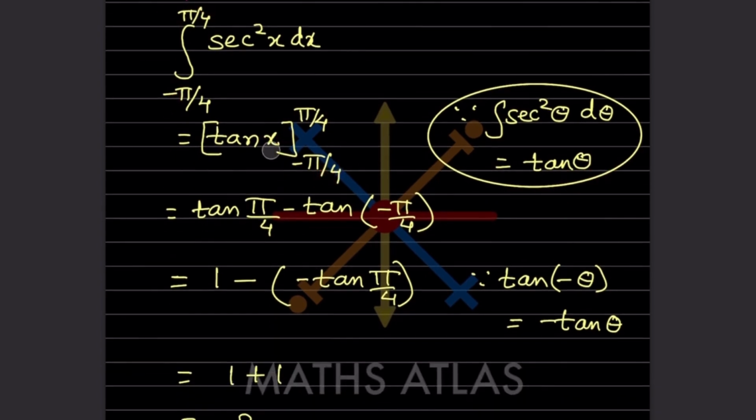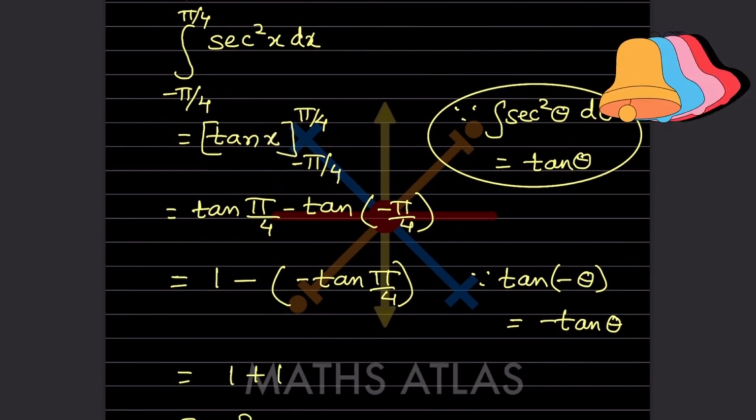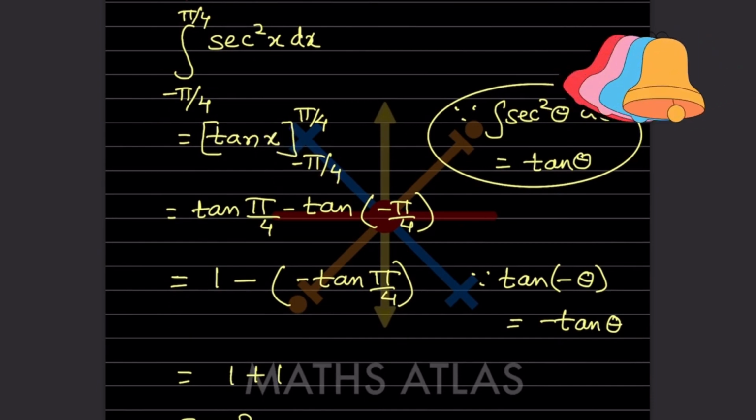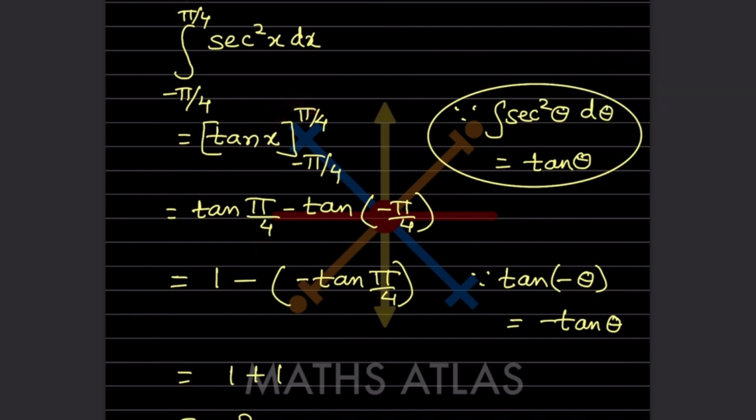So now what will you do in place of this x? You will put here pi by 4 first, and then in place of this one you will write this minus as it is here. And in place of this, what will you write here? You will write here minus pi by 4.